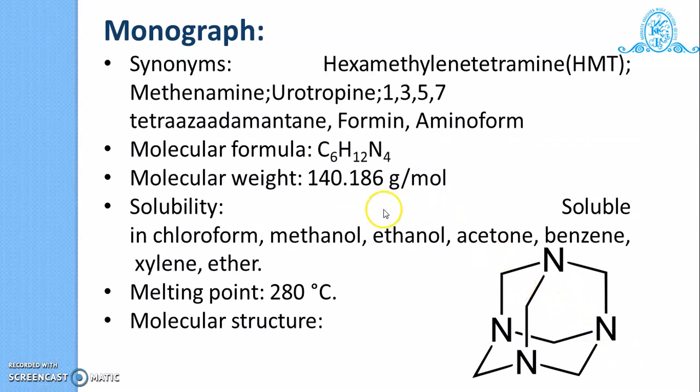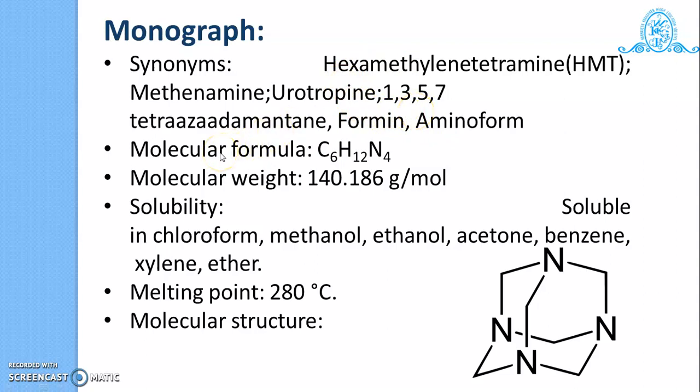Now see the monograph of hexamine. Hexamine has a number of synonyms such as hexamethylene tetramine or HMT, methenamine. It is most commonly known as urotropin or 1,3,5,7-tetraazaadamantane or formin or aminoform. These are the synonyms for hexamine.